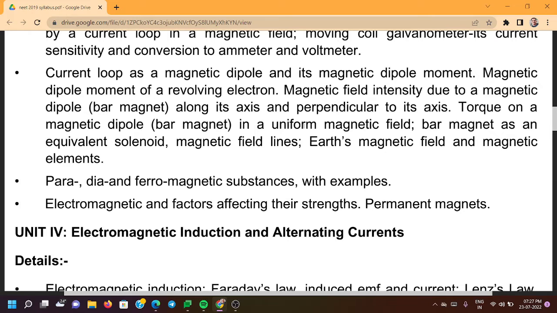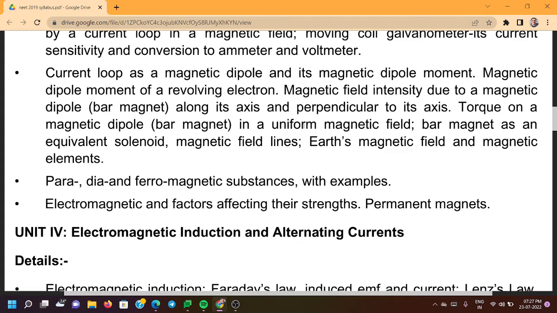Current loop as a magnetic dipole and its magnetic dipole moment. Magnetic dipole moment of a revolving electron. Magnetic field intensity due to a magnetic dipole, bar magnet, along its axis and perpendicular to its axis. Torque on a magnetic dipole, bar magnet, in a uniform magnetic field. Bar magnet as an equivalent solenoid, magnetic field lines, Earth's magnetic field, and magnetic elements.